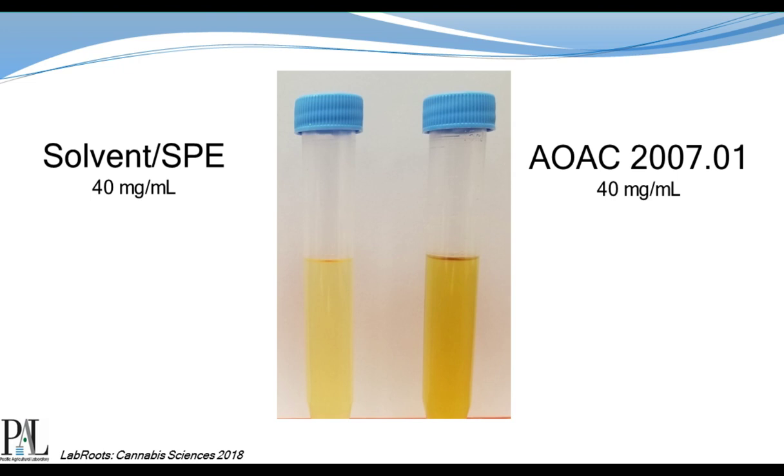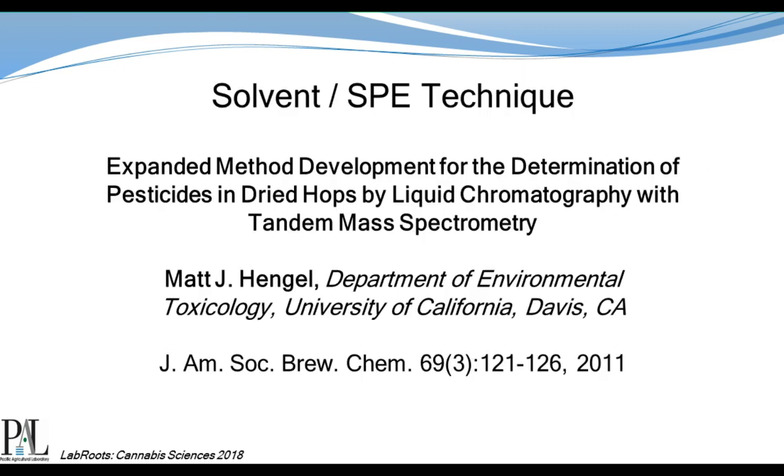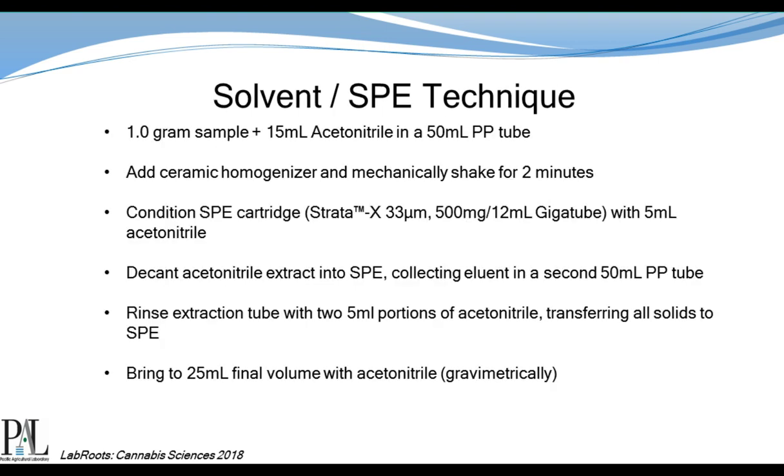So this slide is a comparison of the two extracts at the same concentration. We've got 40 milligrams of cannabis flower per mL of extract. And so visually you can see there's a color difference, with the QuEChERS style extraction definitely being a little darker. This is the method reference for the solvent SPE technique. It was published by Dr. Hengel in the Journal of the American Society of Brewing Chemists.